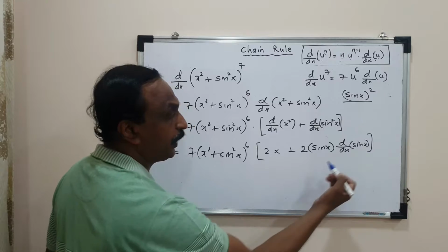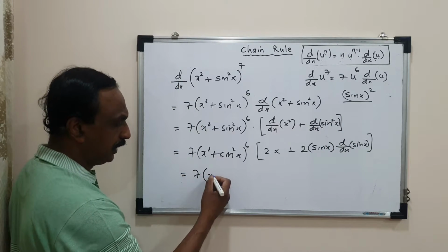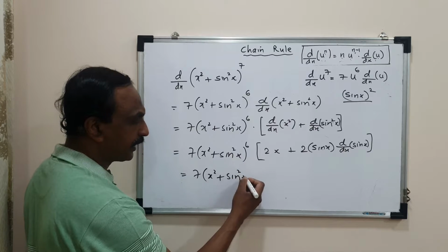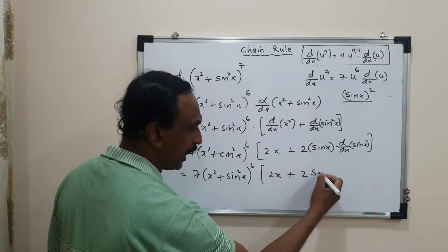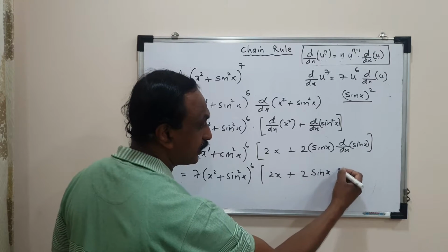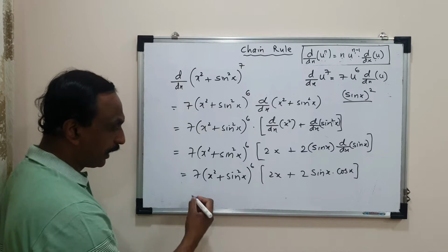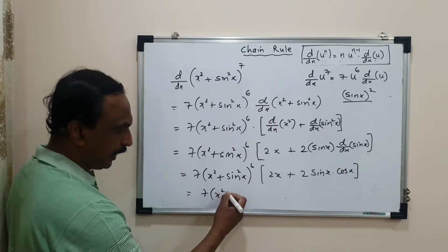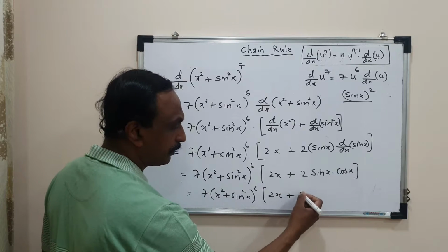2u into derivative of u again. So derivative of the base has to be done again. So your answer is 7 into (x square plus sine square x) raised to 6 into (2x plus 2 sine x, derivative of sine x is cos x). Now if you want, you can use a trigonometric formula here. So 7 into (x square plus sine square x) raised to 6 into (2x plus sine 2x).